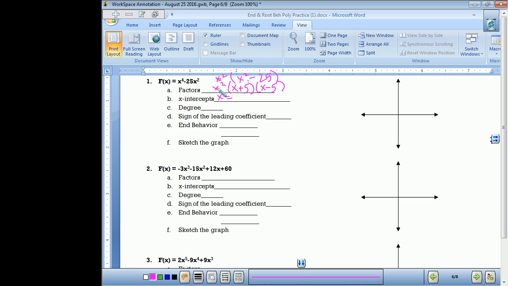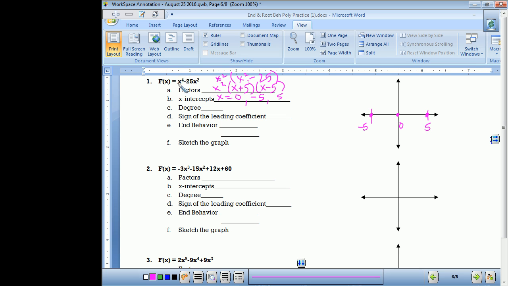With the squared one, x squared, what's the x-intercept that goes with that? 0. With the x plus 5, what's the x-intercept? Negative 5. And with the x minus 5, what's the x-intercept? Positive 5. So let's put those on here. We'll put one at negative 5, at 0, and at positive 5.